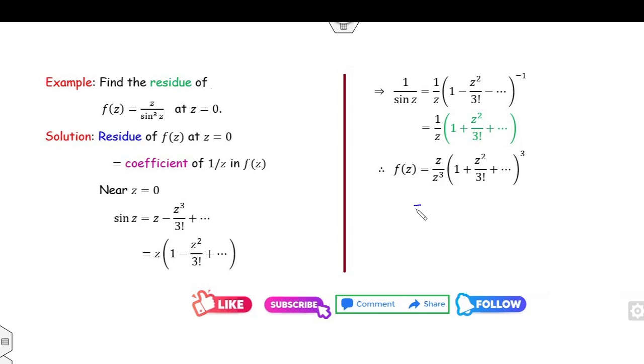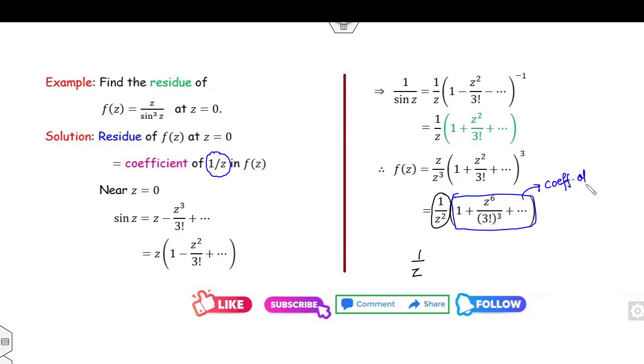So this gives z cube, and I can write this part as a cube. Now you can open this bracket. It is 1 over z square times (a plus b plus c) whole cube. So it is 1 plus z square over 3 factorial, whole cube, similarly for the second term and so on. Now your target is to find the coefficient of 1 over z. It already has 1 over z square. So when will we get the coefficient of 1 over z? When we find the coefficient of z.